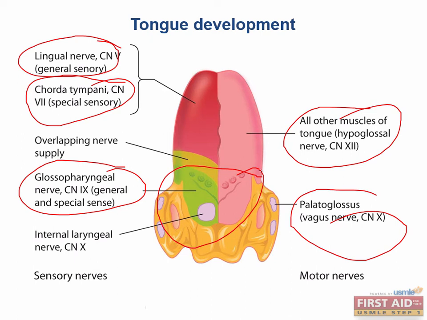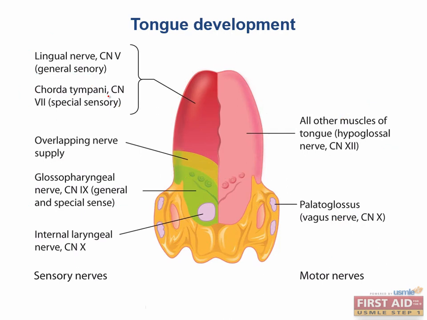5 carries sensation for the anterior 2/3 of the tongue, just as it does for the rest of the face. 7 carries taste information for the anterior 2/3 of the tongue as well. It does this via the chorda tympani nerve. Now, of course, just to be clear, the actual sizes of these nerves are not as I described, but this does give a conceptual framework for thinking about how the tongue is innervated.